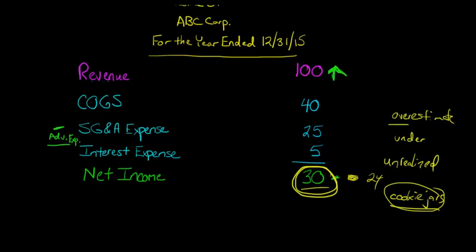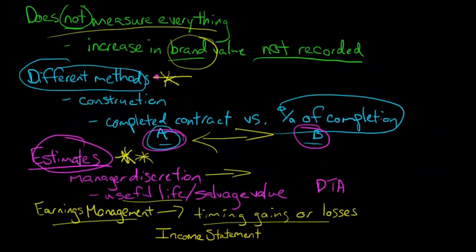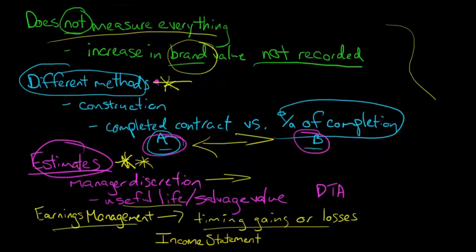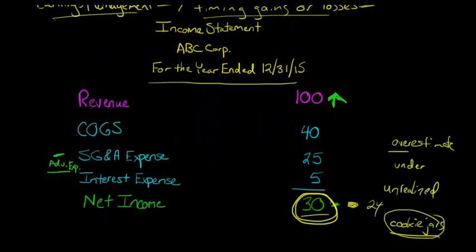And almost everything I've talked about here is perfectly legal. These things are all legal, and there's nothing crazy here about managers making estimates or doing this earnings management. It's a very common thing. But it's something we need to recognize: when we look at this net income number, there's a lot of different things that go into it, and we just can't take this number as being perfect.